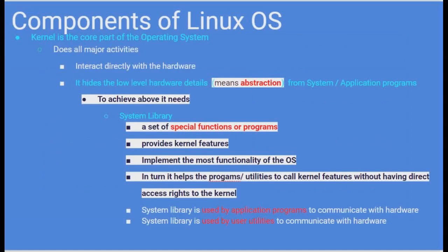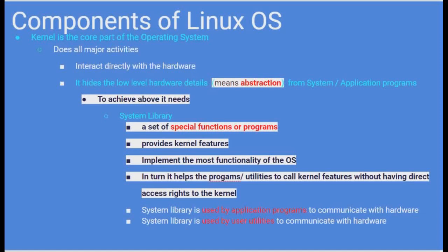The kernel is the core part of the operating system in Linux. It does all the major activities. The kernel interacts directly with the hardware. It hides the low level hardware details, that means abstraction from the system or application programs. How can it do that? It can achieve these goals.